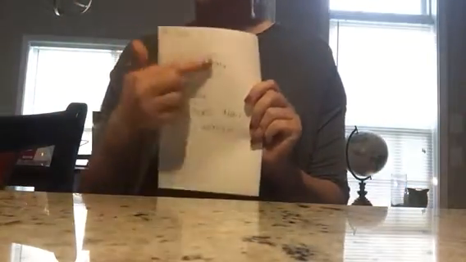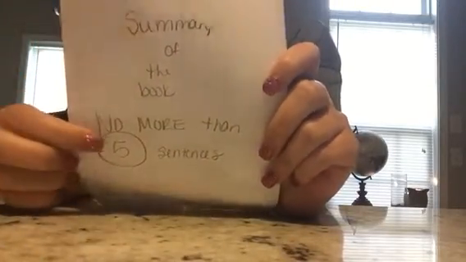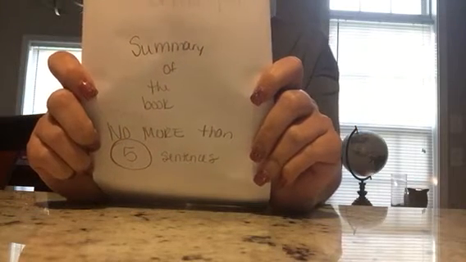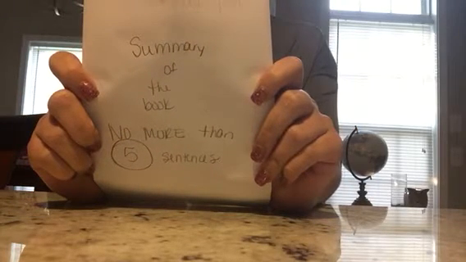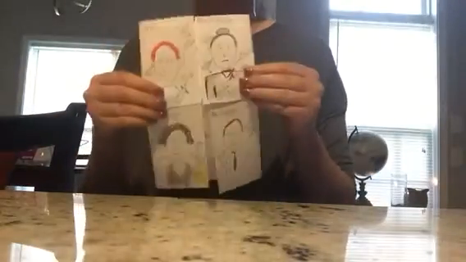Then if you close your project, on the back, you're going to use the back to write a summary of the book using no more than 5 sentences, because remember, a summary is only the important parts of a book, not the little bitty details. Once you have done all of that, you will have completed your Frindle project.